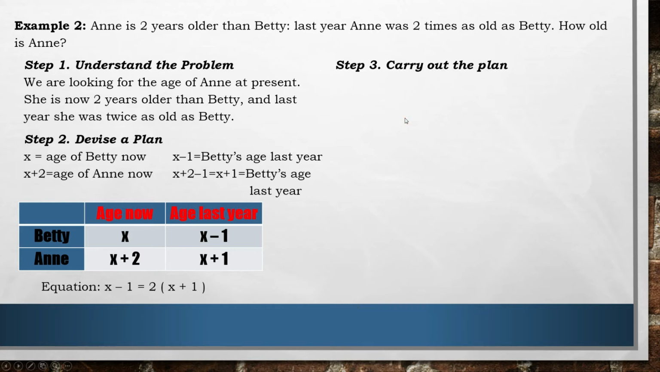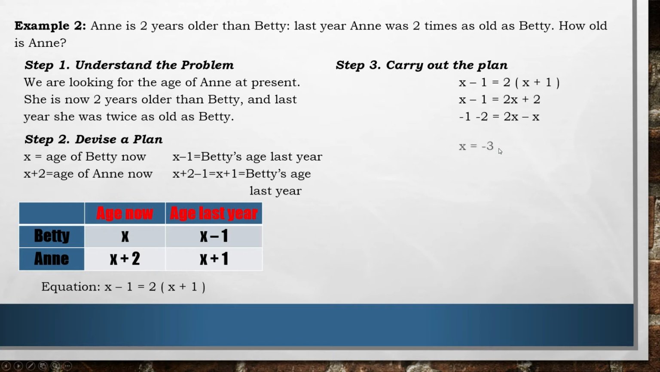Okay, so step 3, carry out the plan. Of course, we have the equation given already. So we have to distribute 2 here. 2 times x is 2x. 2 times 1 is 2. For us to get x minus 1 is equal to 2x plus 2. Okay. Next, we remove 2x here. Of course, we subtract 2x. And then here, we have to remove minus 1. So, plus 1. So, minus 1 minus 2 equals 2x minus x.